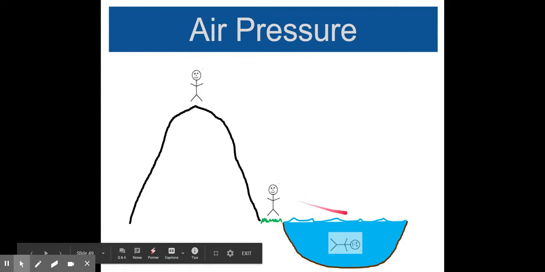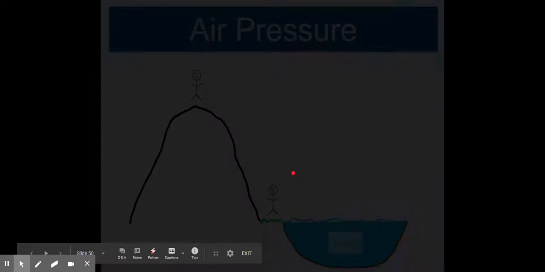To sum this slide up, this person here has a middle atmospheric pressure on top of them. This person has the lowest pressure on top of them. This person has the highest pressure on top of them. So the lower you are, the higher the pressure.